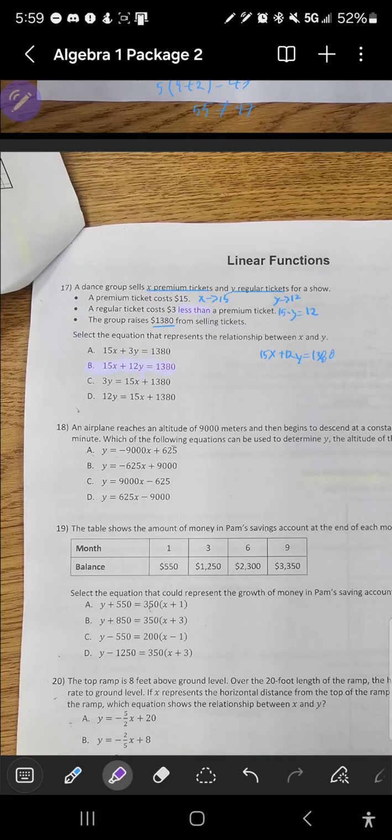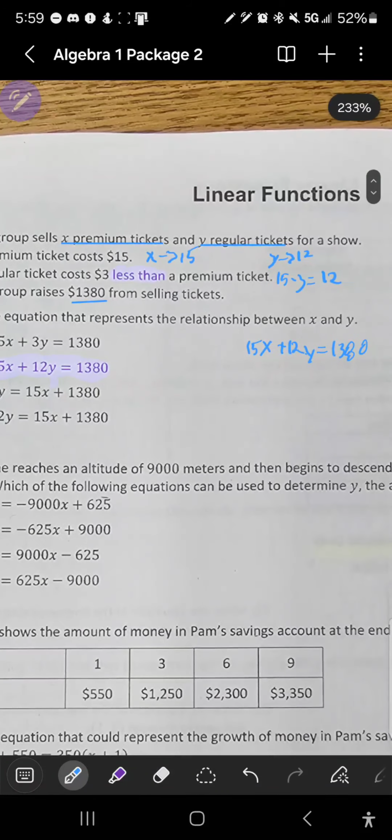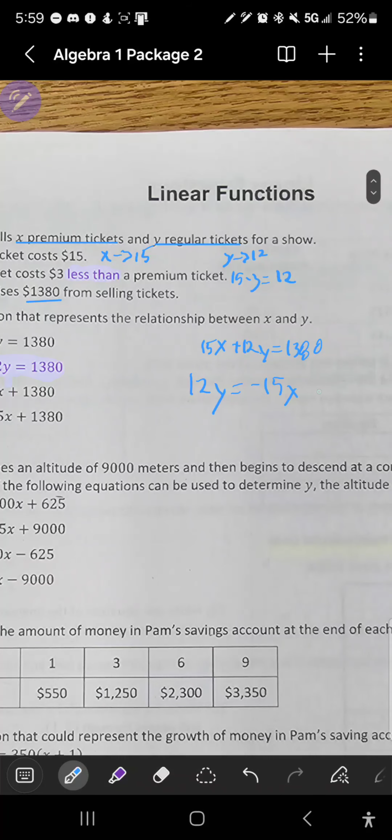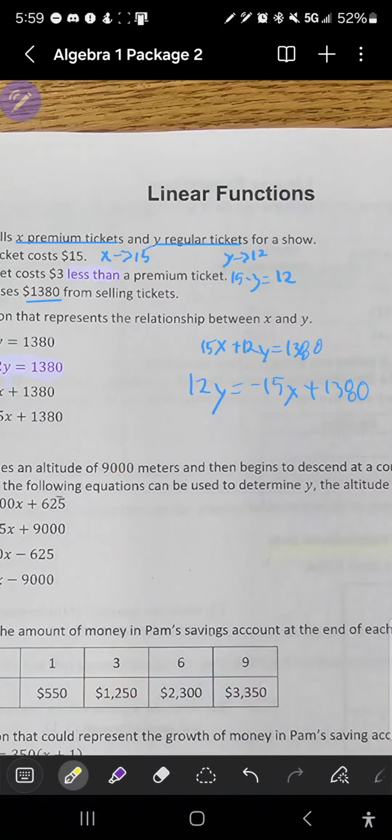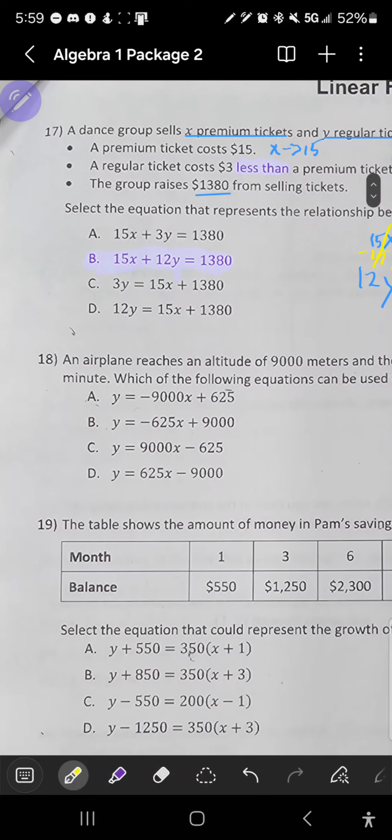Now sometimes you could see something weird, but for example, they could give you the answer like 12y equals negative 15x plus 1380. And that's true because the only thing we do is just subtract 15x from both sides. So this cancels out, which is exactly the same. Just in case they give you something like that.